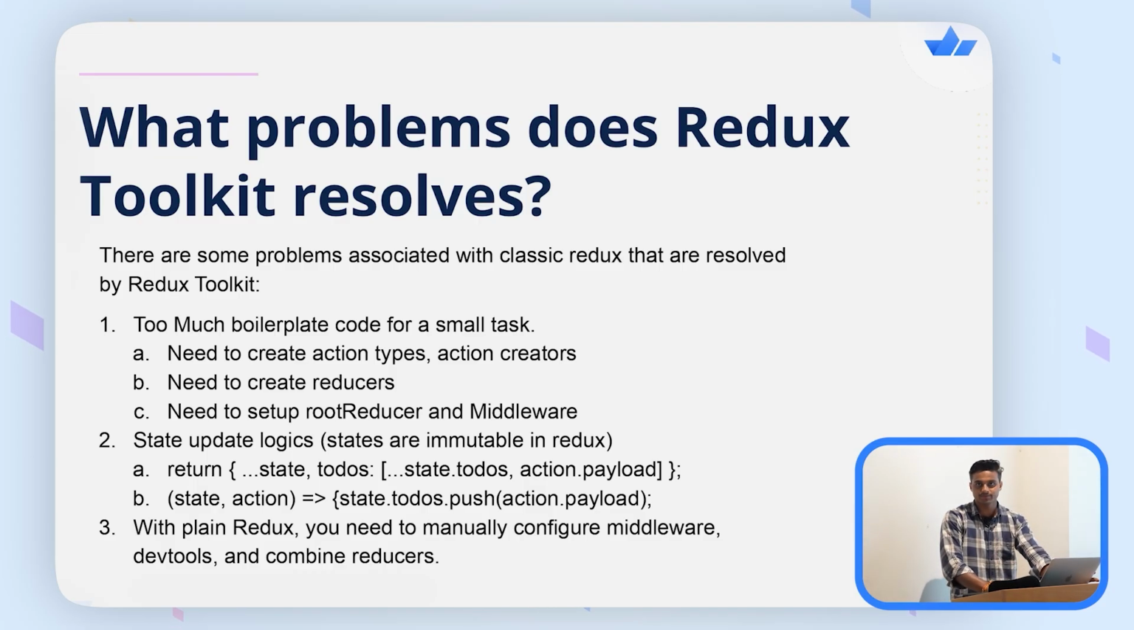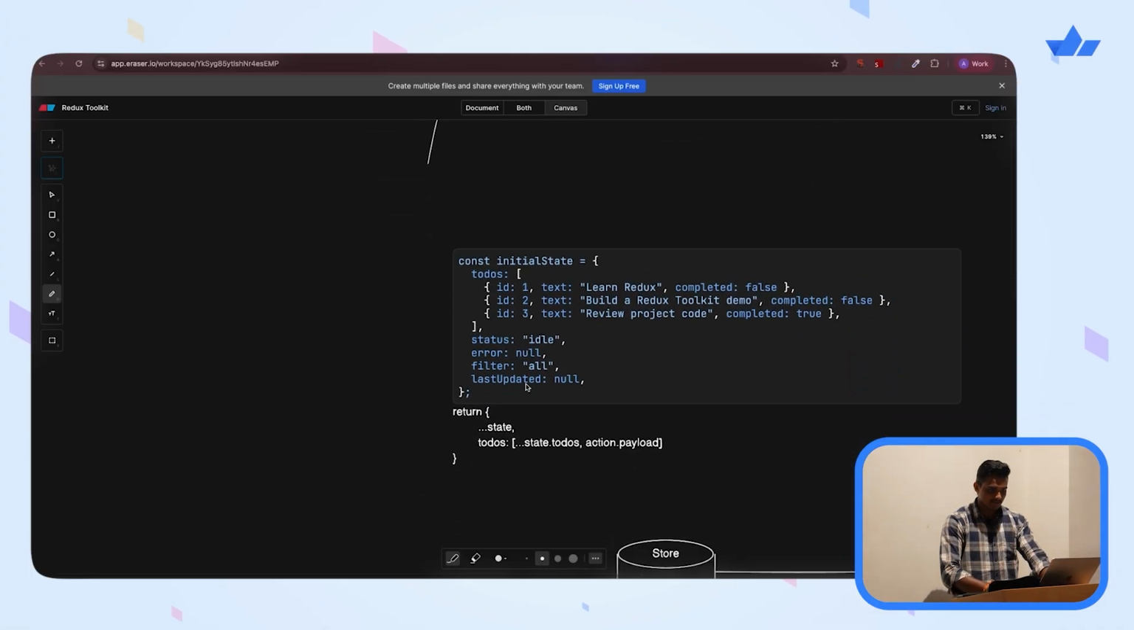And the second one, the state updates. Basically in Redux, when you update the state, you have to maintain the previous state of that particular state. Like if you can see here, like this.